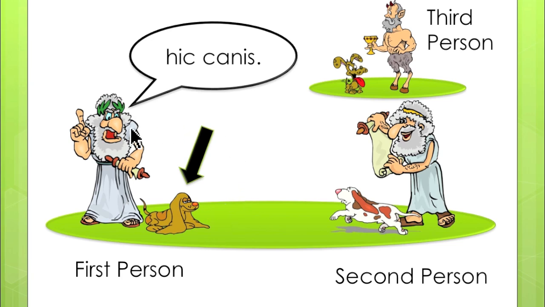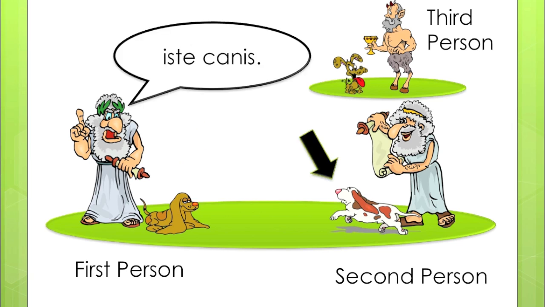Now, if this cranky poet, on the other hand, wants to refer to this dog over here in the space of the second person, he will instead say iste canis. He uses the word iste because iste is the demonstrative that is used to refer to things in the space of the second person, like this dog.